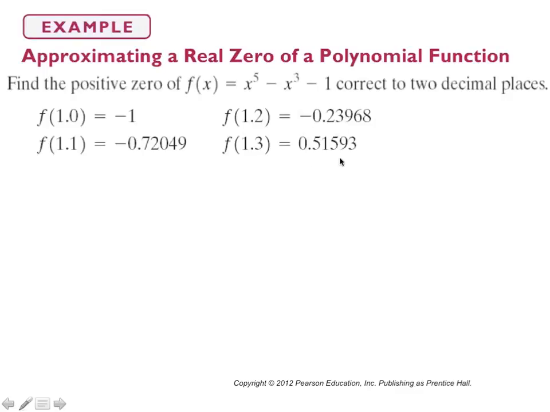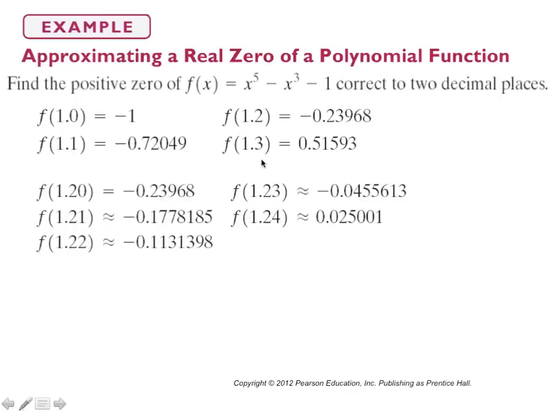So as soon as we hit something where we have a negative and then a positive, or a positive and then a negative, we know we're going to have a 0 between these two numbers. So we know we have something between 1.2 and 1.3. But if we'd like to be a little bit more precise, what we do is we look at 1.2 and 1.3, and then we divide that into intervals.